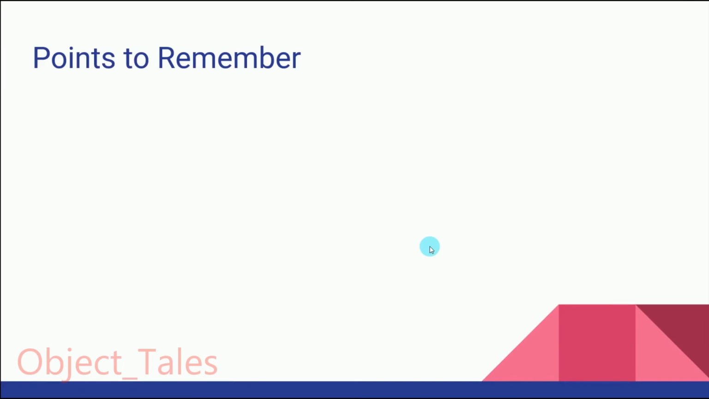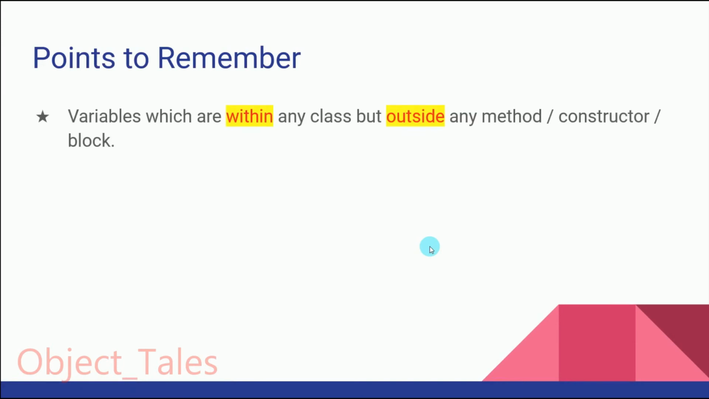Points to remember: the variables which are within any class but outside any method or constructor or block are called instance variables. As you noticed in local variable, in my previous video, I will put the link in my description, the variables inside the method were known as local variables, but instance variables are within the class but outside the method.